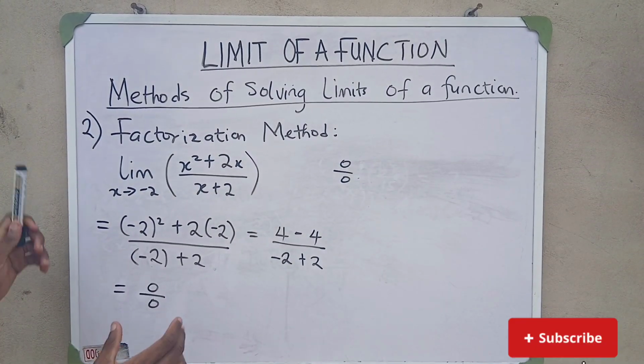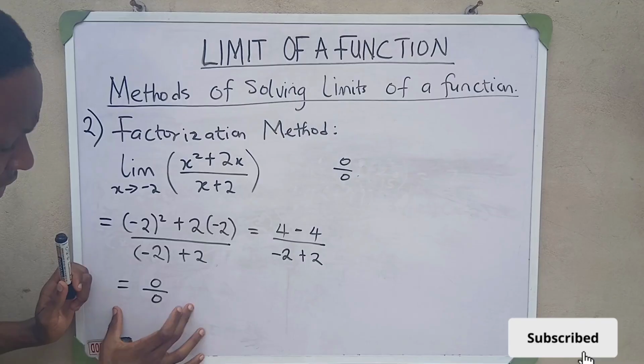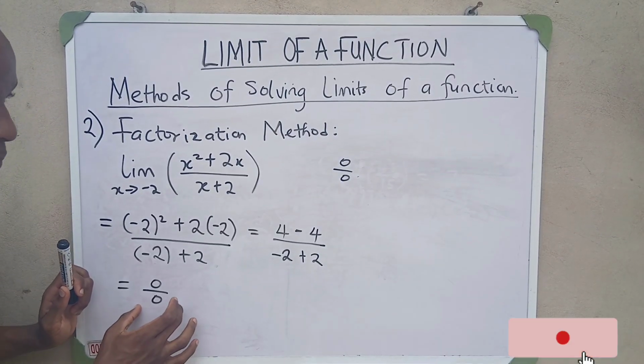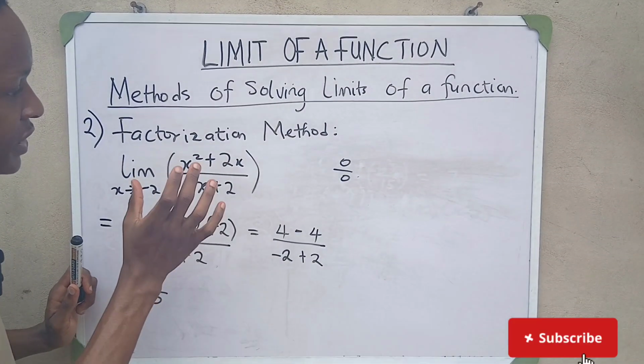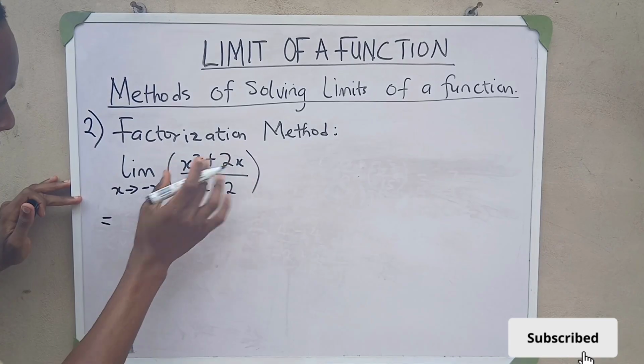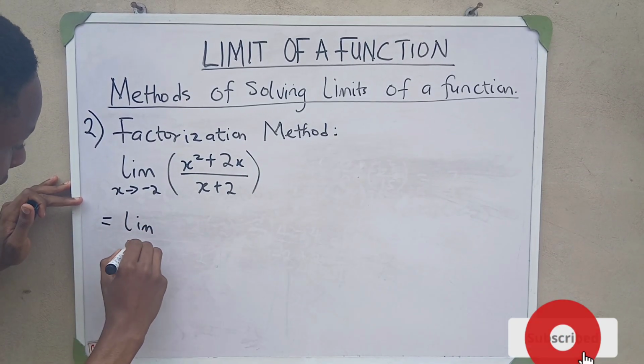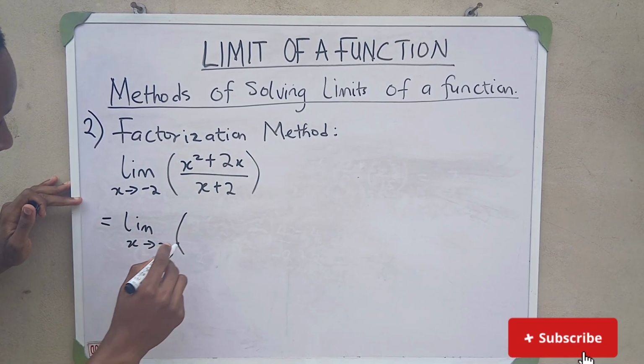So this is not the value of the limit. So we are going to be using factorization method to solve. Factorizing this, we'll be having limit of x approaching 2.